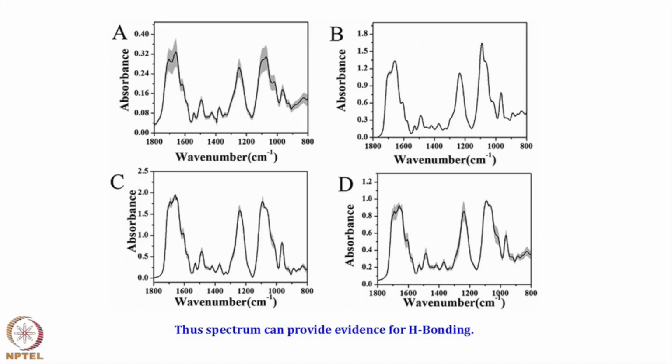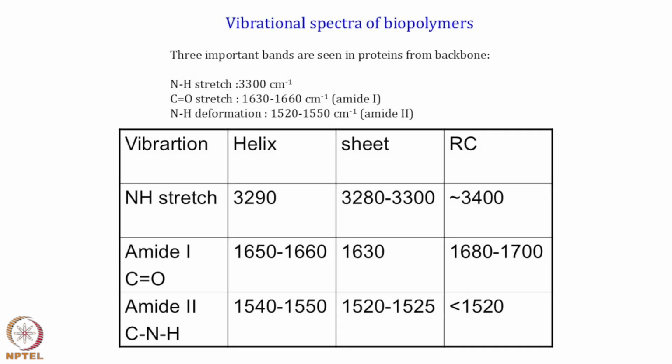No fancy experiment, just simple FTIR. Just simple FTIR, we can find out whether the protein is in alpha helix state, random coil state or beta sheet state, right? And another is NH. So three important band changes are seen in the protein from the backbone. We are not even talking about side chain, just backbone. CONH is the backbone hydrogen bond formation.